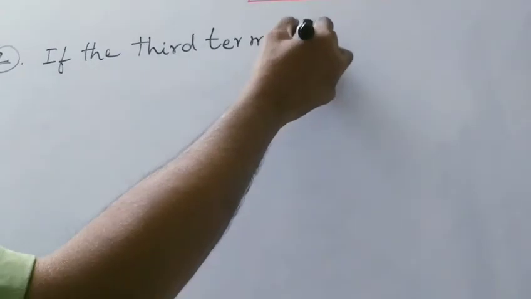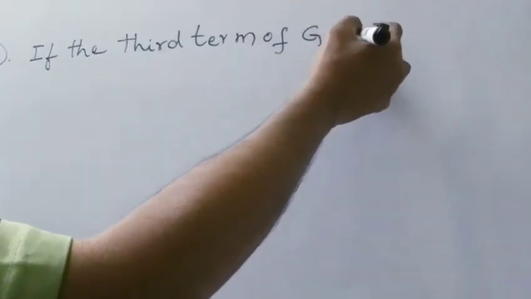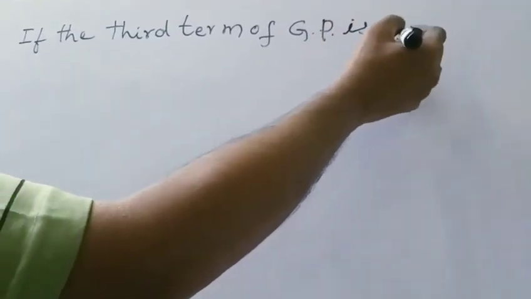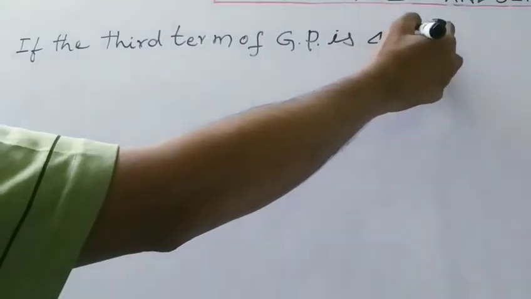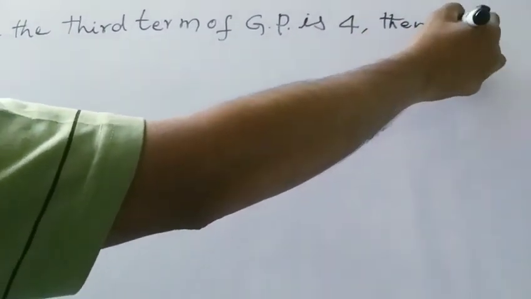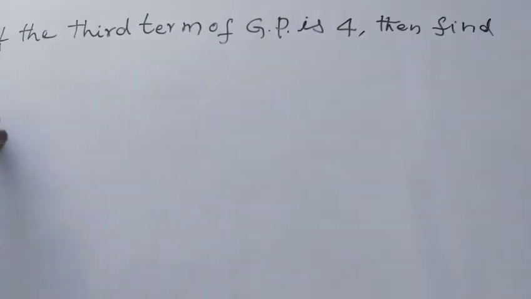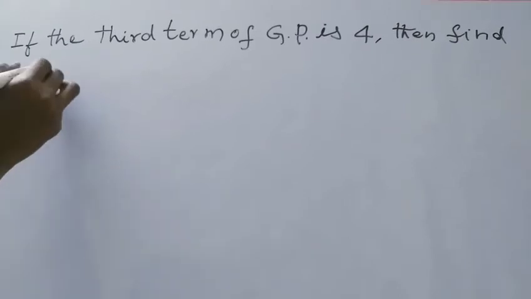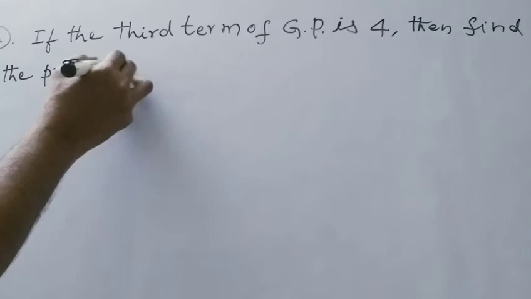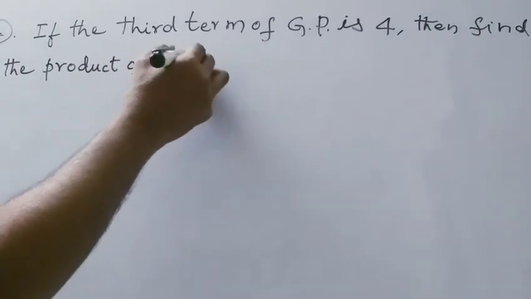Now, second one problem. If the third term of a geometric progression is 4, then find the product of five terms.